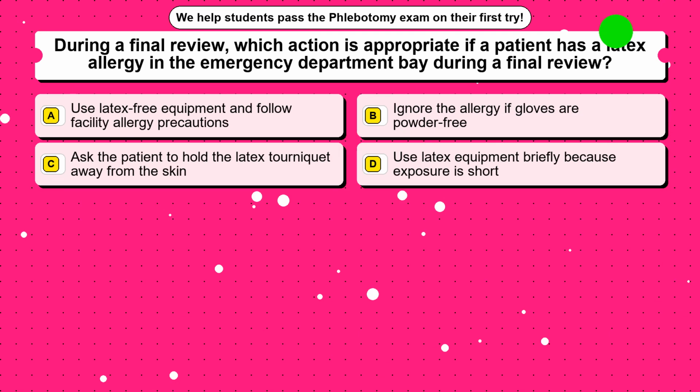Question 97. During a final review, which action is appropriate if a patient has a latex allergy in the emergency department bay during a final review? Option A, use latex-free equipment and follow facility allergy precautions. Option B, ignore the allergy if gloves are powder-free. Option C, ask the patient to hold the latex tourniquet away from the skin. Option D, use latex equipment briefly because exposure is short.